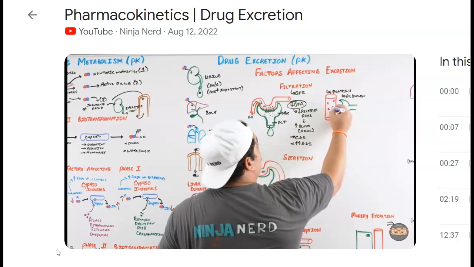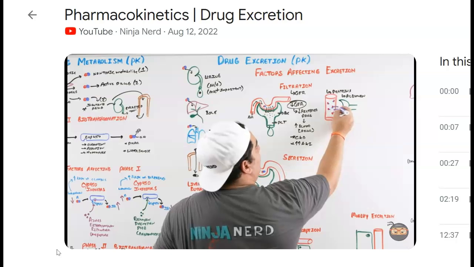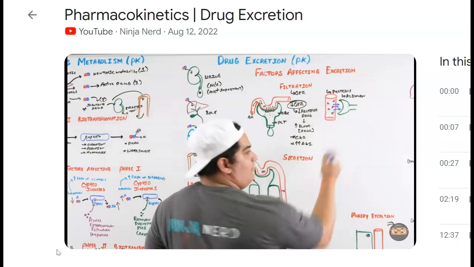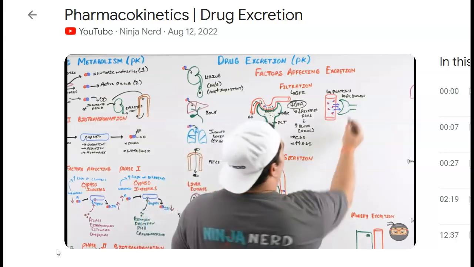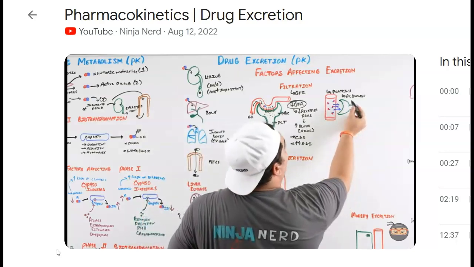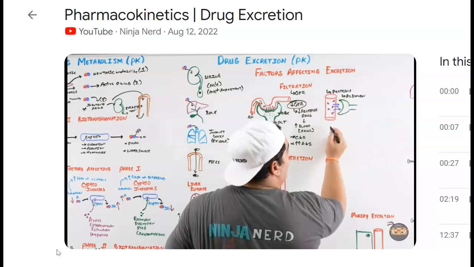So if you have a drug that's super, super protein bound, what do you think the chances are that you're going to be able to filter that drug across? Not very good. Whenever there's lots of albumin and lots of protein binding, that will decrease the filtration of the drug and keep it inside of the blood.